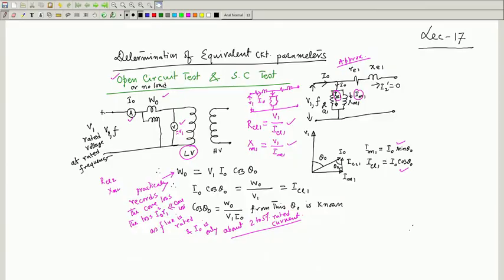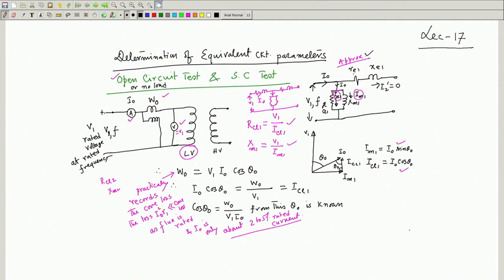Welcome to lecture number 17 on electrical machines 1, and we were discussing the determination of equivalent circuit parameters. The equivalent circuit, for example, has been drawn in this diagram referred to the primary side, and it is an approximate equivalent circuit. Re1 is nothing but R1 plus s squared R2, and Xe1 is nothing but x1 plus s squared x2.